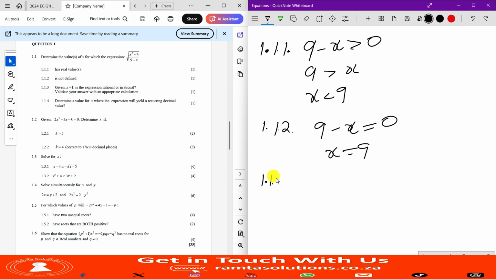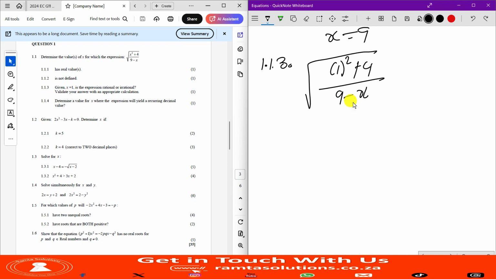1.1.3 says, given x equals 1, is the expression rational or irrational? So they said x equals 1. So this is 1 squared plus 4 over 9 minus 1, of course the square root of it. You have calculators. This will be 5 over 8, so the square root of 5 over 8. Therefore, it is irrational.